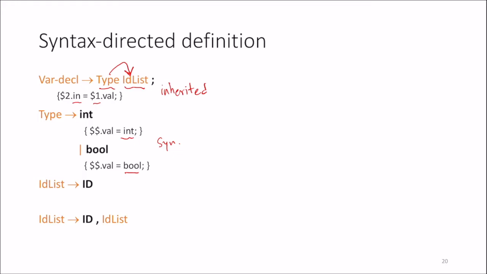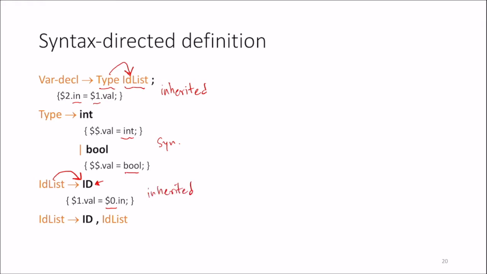Now let's look at ID list goes to ID. In this case, we want to insert this identifier into the symbol table, but in order to find the type information, I actually have to get it from $0. So I have to get it from the left-hand side. And this one, again, is an inherited attribute.